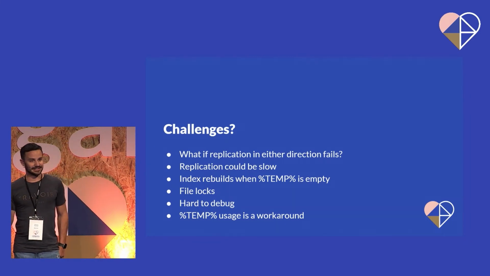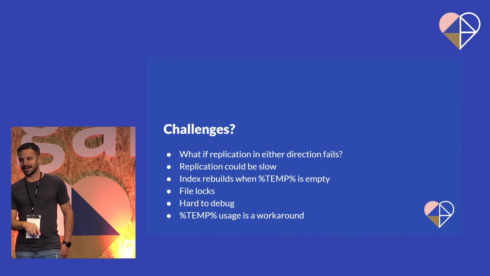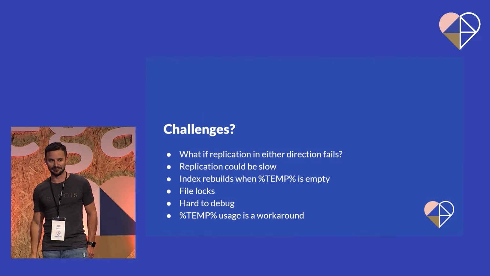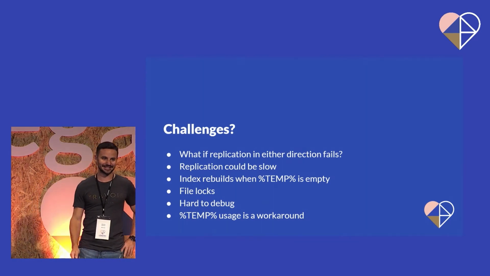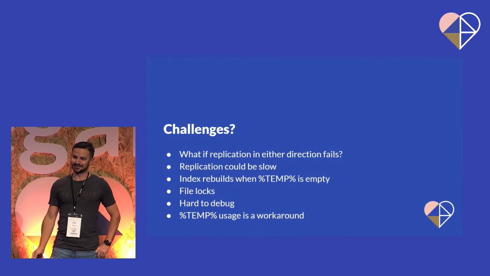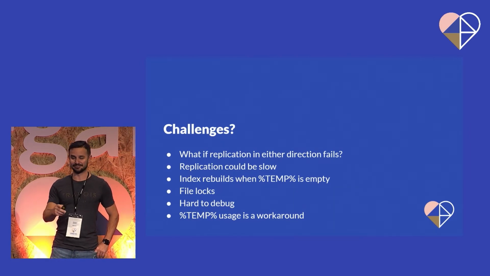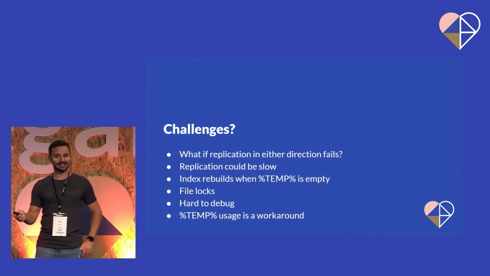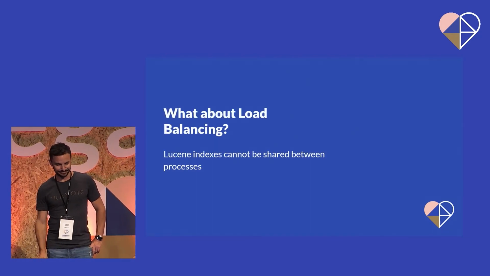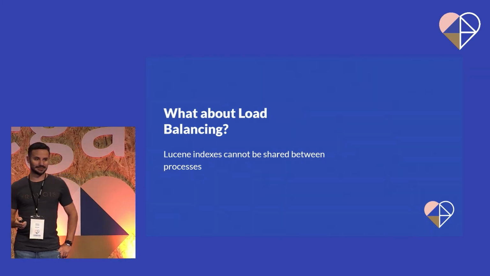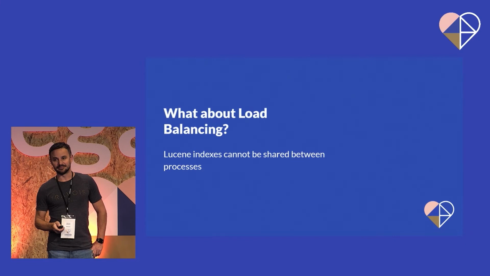And the other fact is that working with the local temp drive in Azure is a bit of a workaround. I've actually seen no documentation from any Microsoft anything that says, if you wanted to work with the local temp drive, you could. We've just figured out that that is possible, and it works, but it is a bit of a workaround. So let's talk about load balancing here, because this gets a bit more complicated. It's important to know that Lucene indexes cannot be shared at all between processes.